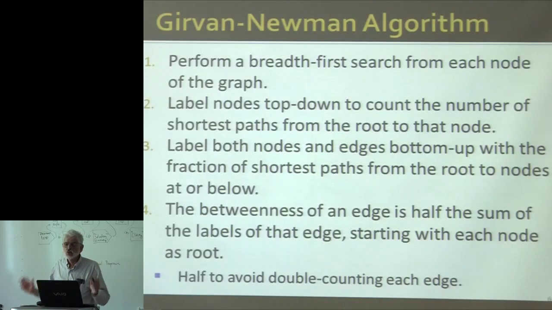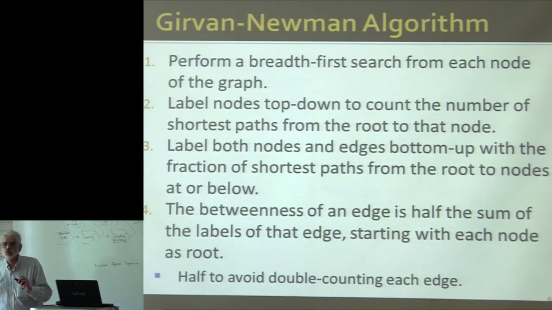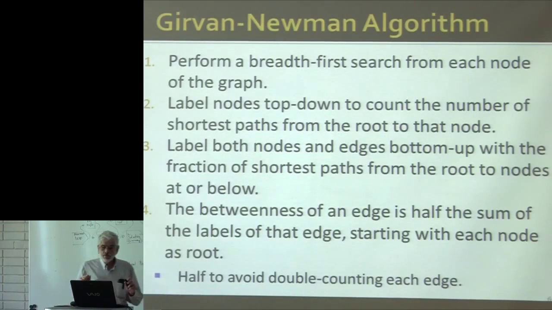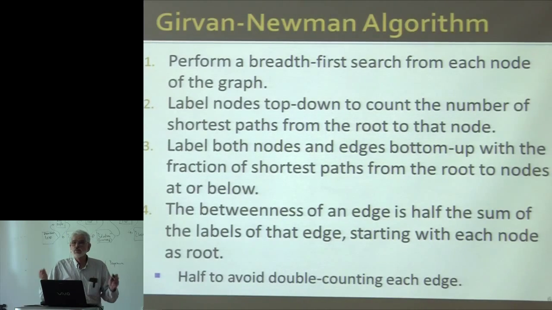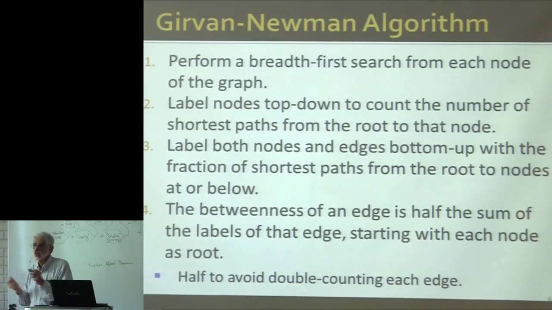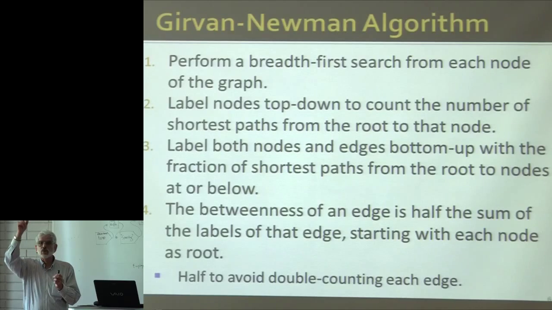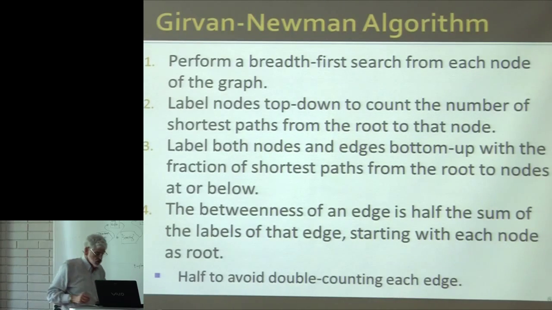Once I do this for every node as root, I can sum the labels of the edges that I get in the bottom-up pass. I sum over all of these breadth first searches the label of the edge in that breadth first search. And then I have to divide by 2 because I don't want to double count. That is, the shortest path from A to B will be counted once with B as the root, another time with A as the root. So I just divide by 2.